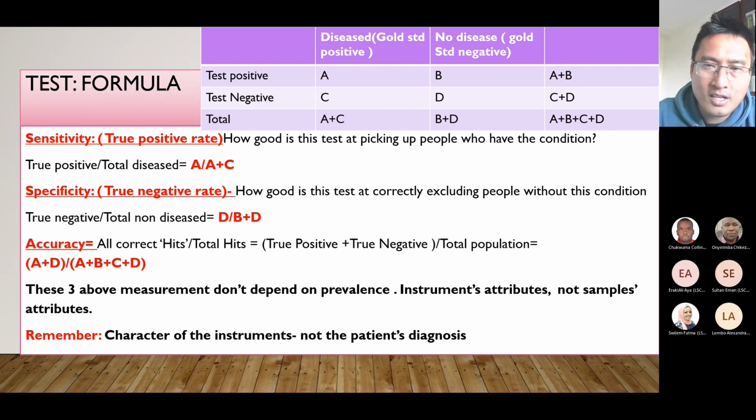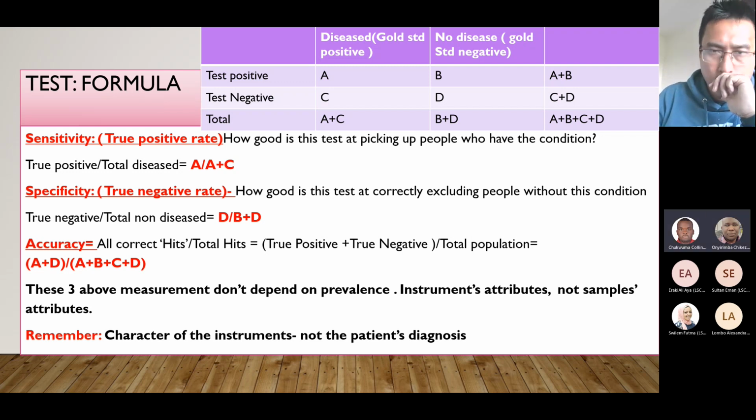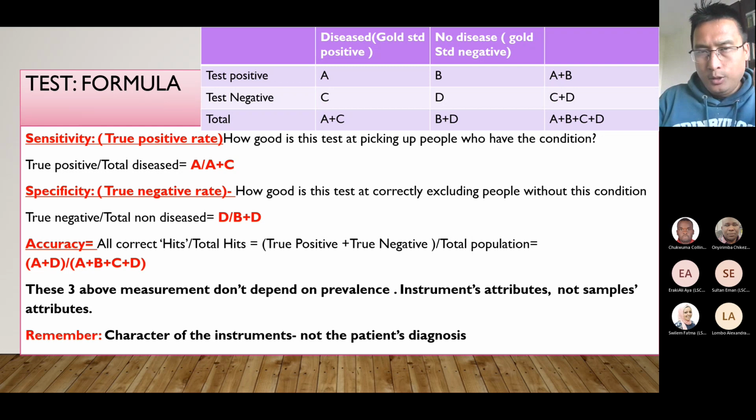Accuracy is how much they are able to predict the true positive and true negative: true positive plus true negative divided by total. So that is accuracy. So accuracy, is it validity or reliability? Validity. Okay. So remember, no matter what they do, sometimes they will ask you to calculate the validity instead of accuracy. So validity basically means accuracy.